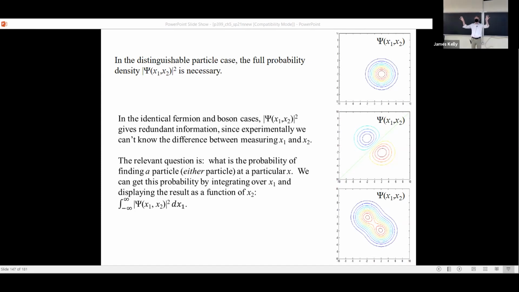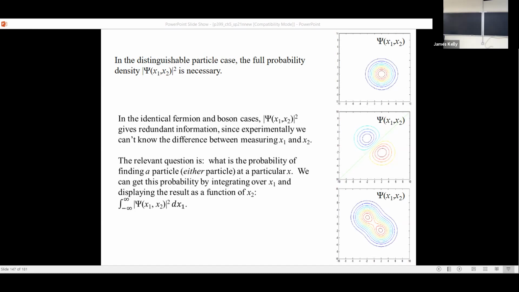But as those two Gaussians come closer together, I'm going to show what happens as we move them closer and closer together and actually pass through each other. What does that probability density look like as a function of x?